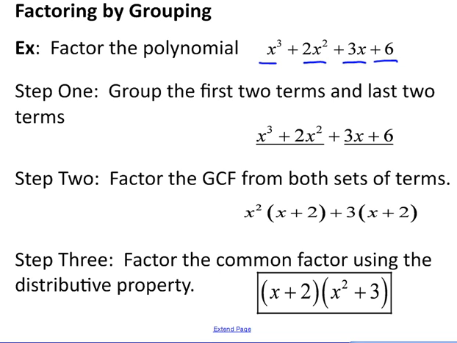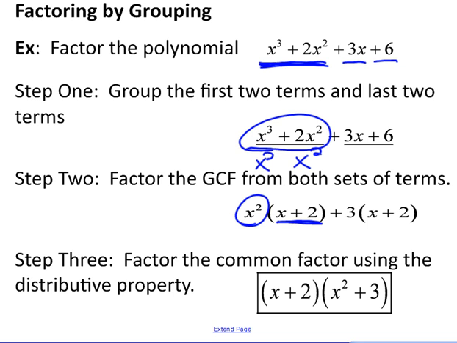So what I'm going to do is look at the first 2 terms and see what they have in common. So I'm going to look at the x cubed and the 2x squared. And what do they have in common? Well, they have an x squared in common. So I divide out an x squared, but just from the first 2 terms, only the first 2 terms. Divide out x squared, I'm left with x plus 2.